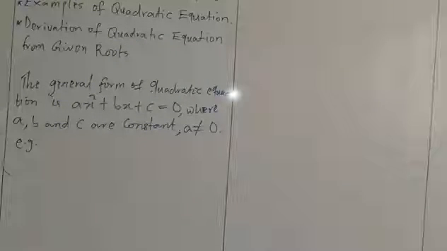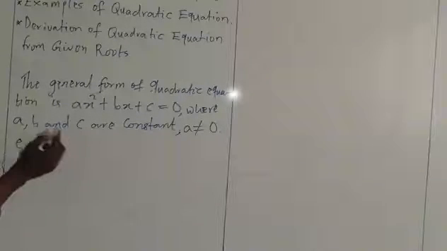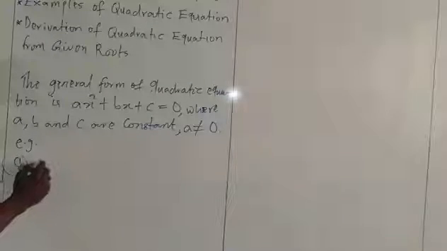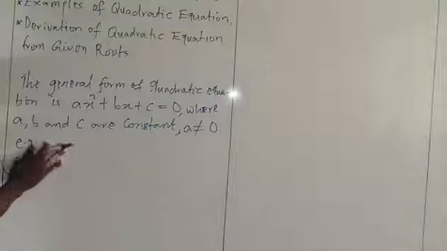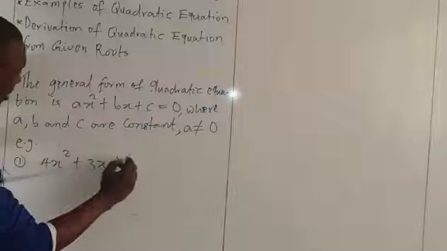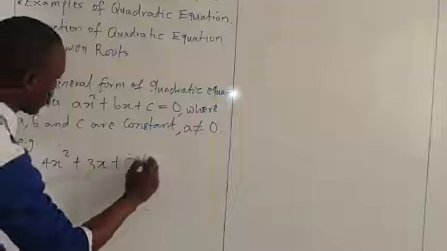Now for the examples, one of the examples of quadratic equation, let me give you the first one, is 4s raised to power 2 plus 3s plus 5 equals 0.